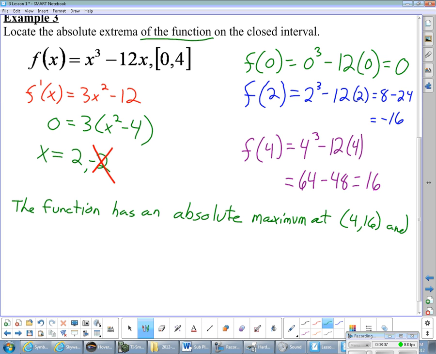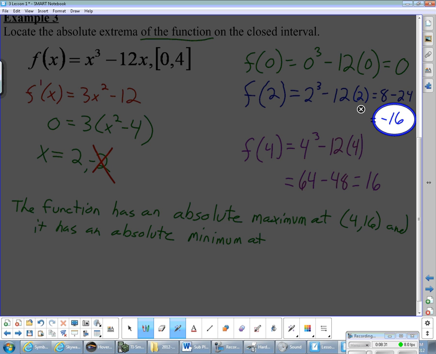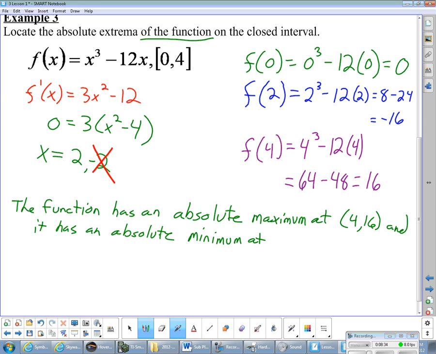And we can use a pronoun since it goes back to the function, it has an absolute minimum at, and the lowest of these is, hold on, negative 16. That's the lowest of these. And so the least of these values. And so therefore, we can say it has it at 2, negative 16. And then we should add, because we're only dealing with the interval from 0 to 4, that's all we care about.